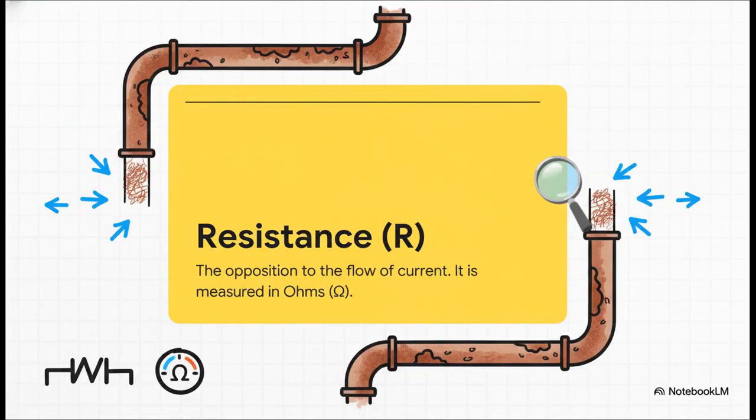And third, we have resistance, or R. This is the pushback. It's basically anything that gets in the way of the flow and tries to slow it down. It's like trying to force water through a really narrow or rusty pipe. And we measure this resistance in a unit called ohms.